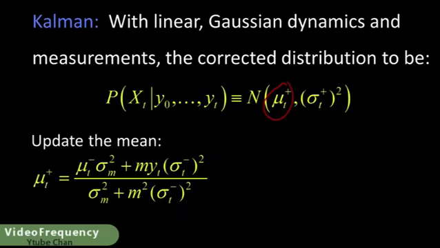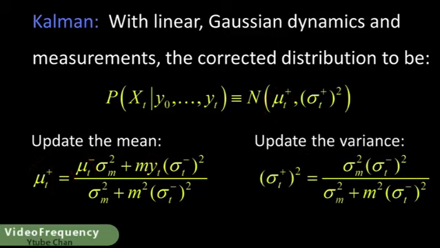This is the formula for the mean, so here is mu t plus, and it's a combination of mu t and the y, which we'll get to in just a minute. The update of the variance is here, sigma t plus squared. You'll notice that if you do a little bit of this math here, this number is actually going to end up being smaller than the predicted variance. And that makes sense. Why? Because remember, after we take a measurement, our variance goes down.